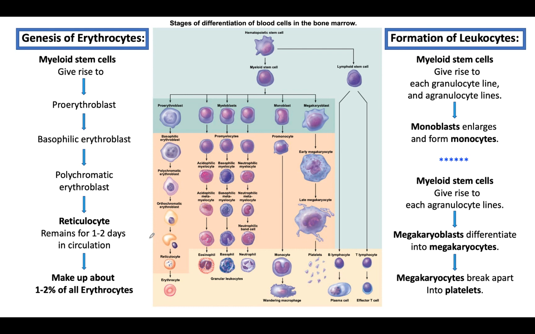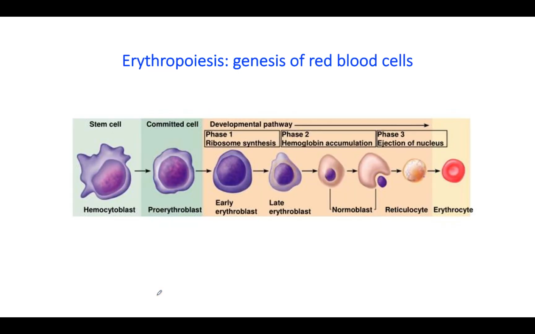Lost red blood cells are replaced by division of hemocytoblast or hematopoietic stem cell in the red bone marrow. Let's concentrate on red blood cell first. So, from stem cell, hemocytoblast divides to form proerythroblast.